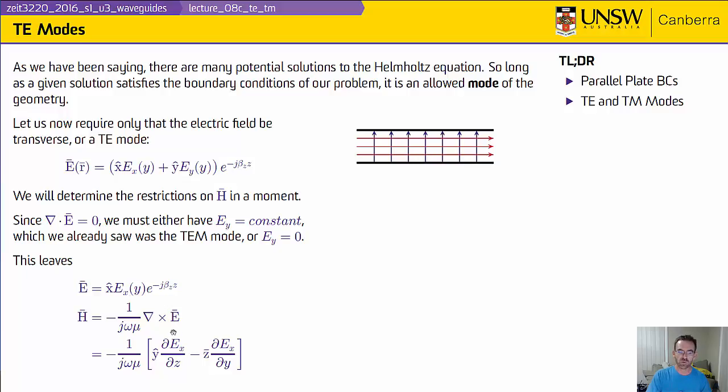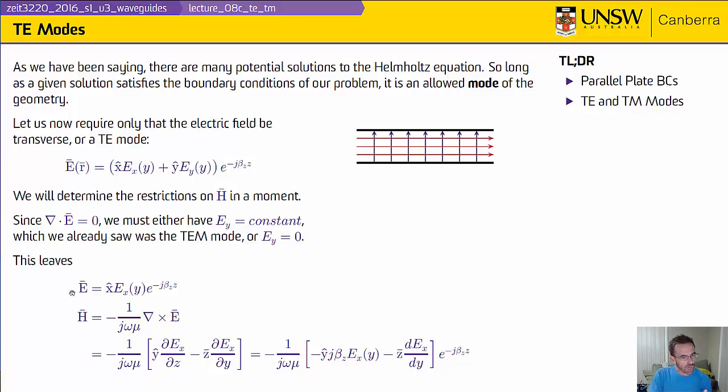we can write down using Maxwell's equation what the magnetic field is. We take the curl of E, we divide by -j omega mu, and we end up with a y component and a z component. So we have an electric field that's only polarized in the x direction. We have a magnetic field that's polarized in the y direction. And then we also have a longitudinal magnetic field component that's expressed here.